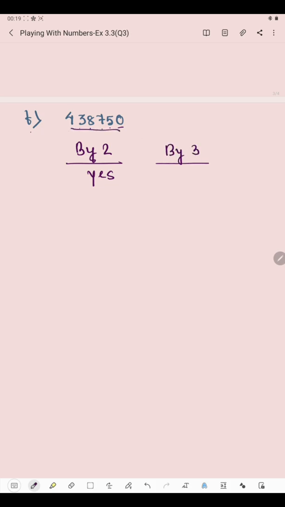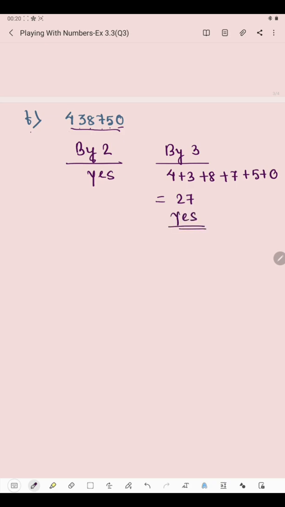Now we'll check the divisibility by 3. So we'll find the sum of all the digits. So 4 plus 3 plus 8 plus 7 plus 5 plus 0. So 4 plus 3 is 7, 7 plus 8 is 15, 15 plus 7 is 22, 22 plus 5 is 27, 27 plus 0 is 27, and 27 is divisible by 3. So we will write yes.